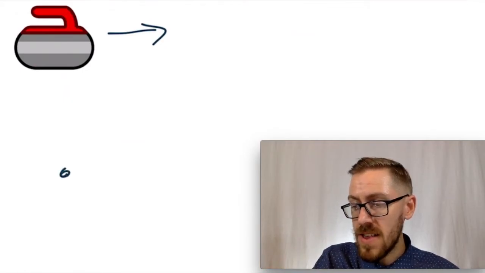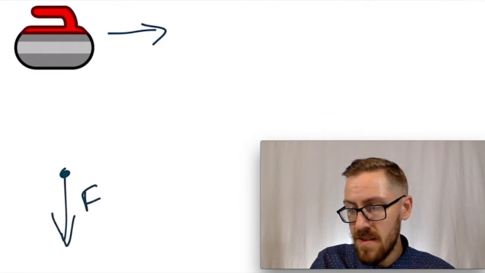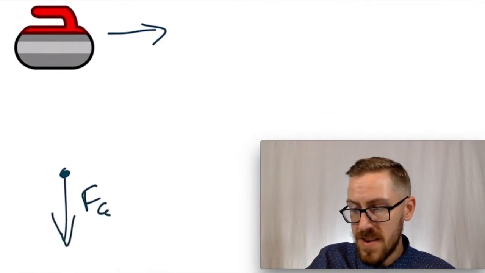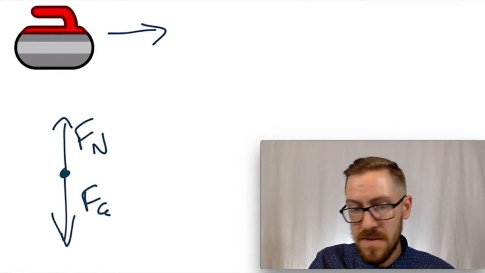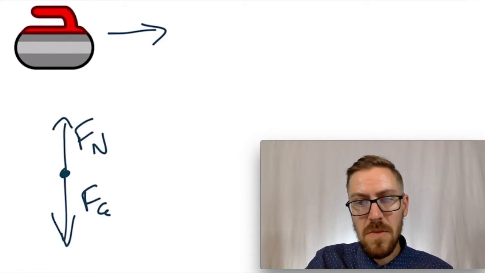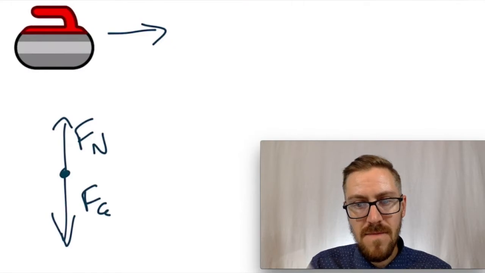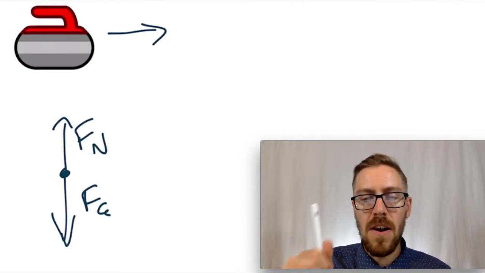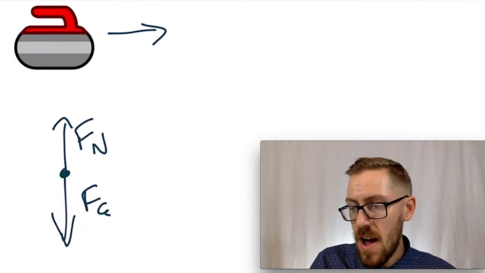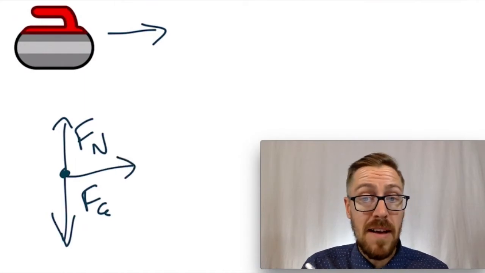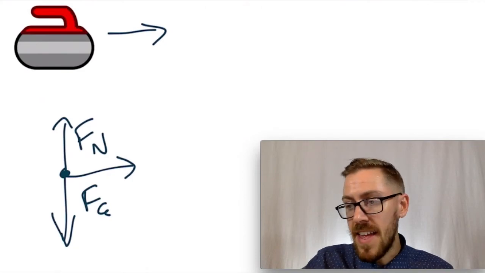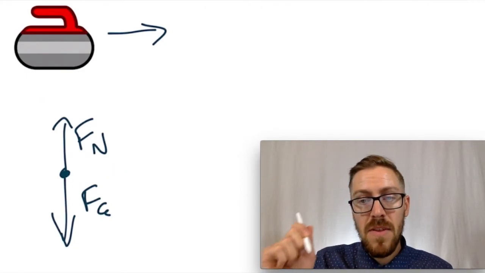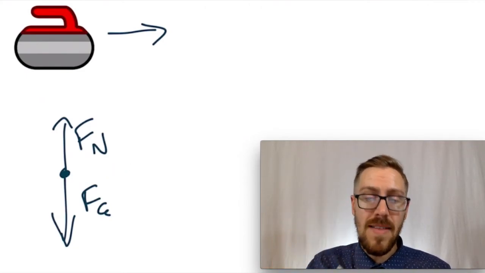Again, always start with a dot. We still have gravity. And we still have a normal force. So it should be the same length. Now here's the issue. You and many, many other people are going to be tempted to draw an arrow that goes this way because the object is moving that way. The issue is, what keeps it going that way?